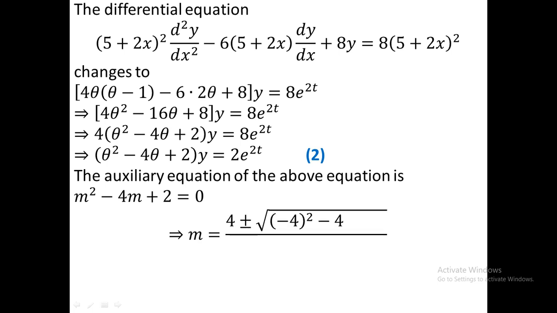If you solve it by Sridharacharya formula, this will be −b, that means minus of −4, plus minus square root of b² − 4ac, where a is the coefficient of m², and c is 2. Okay, the (−4)² under the root, plus 8, that is 2 plus minus root 2. So the values of m are 2 plus minus root 2.